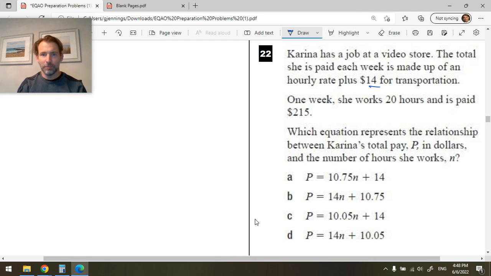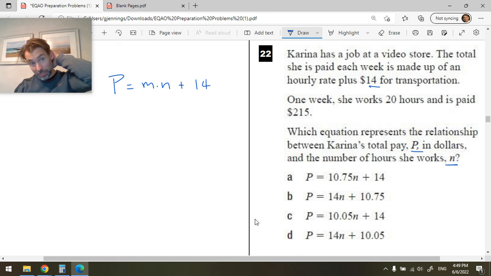All right. So I know that she worked 20 hours and she was paid $215. So let's write this out. Her total pay is equal to some hourly rate, which I will call M, multiplied by the hours that she works, which is N. Why didn't I use X and Y? Well, because they told me P in dollars and N in hours, plus 14. She gets $14 for transportation regardless of how much she worked. So that's our B there.